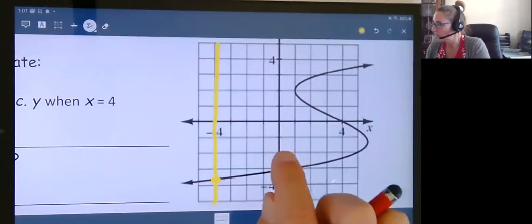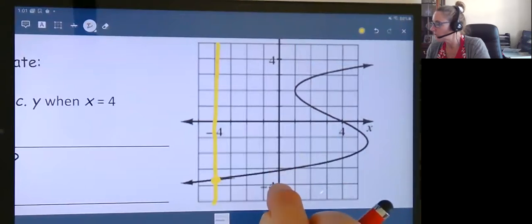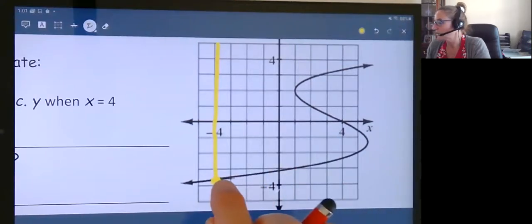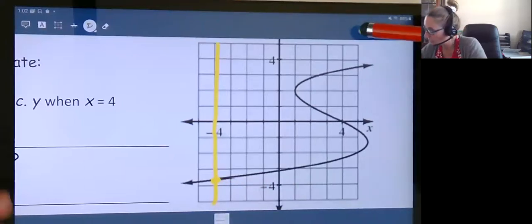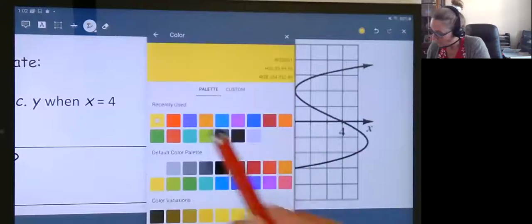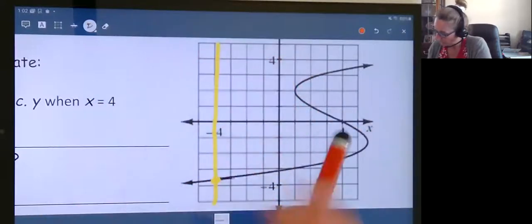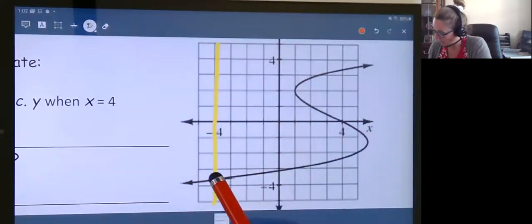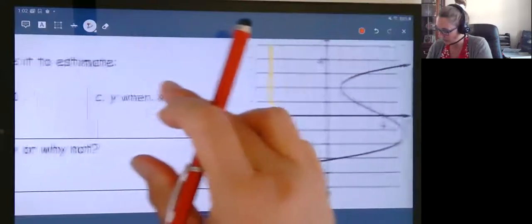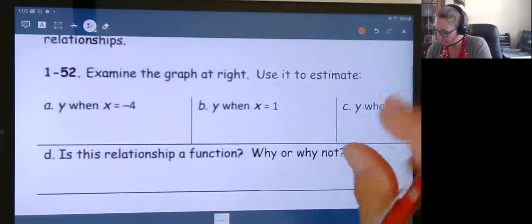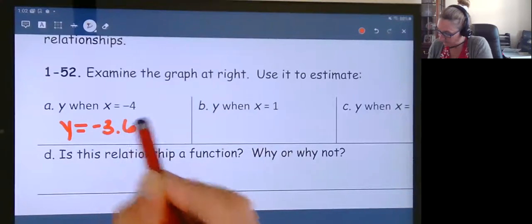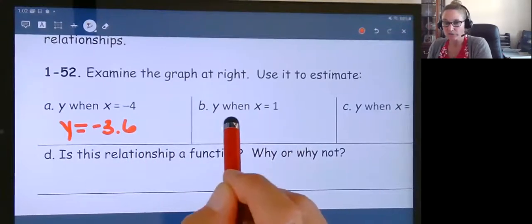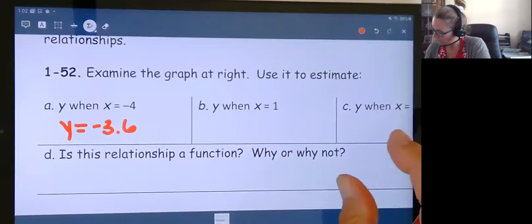So this would be -1, -2, -3, -4. So it looks like it's a little beyond -3.5. So maybe I'm going to say, instead of -3.5, maybe I say -3.6, or maybe you think it's -3.7. We're going to just do an estimation. Okay, so I'm going to say that this point right here is about a -3.6. So y equals -3.6.